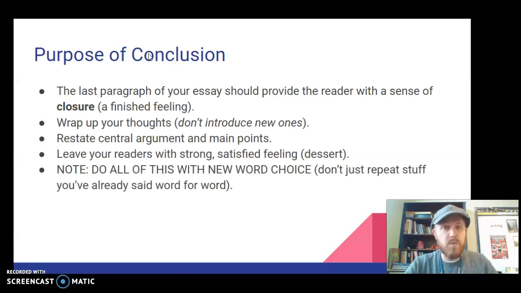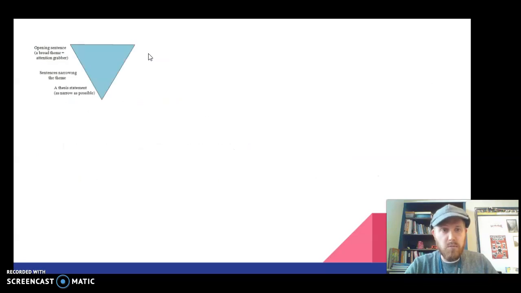No, you've got to do all this with brand new, fresh word choice. Don't just repeat stuff that you said earlier in the essay word for word. Mix it up a little bit.